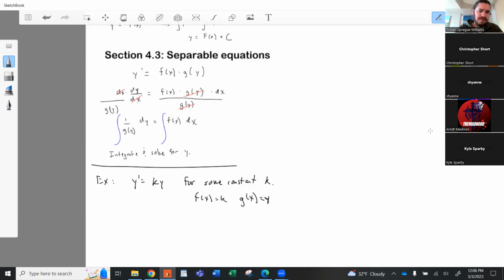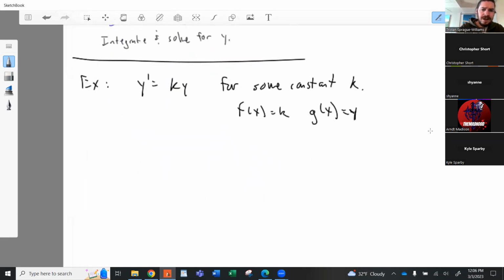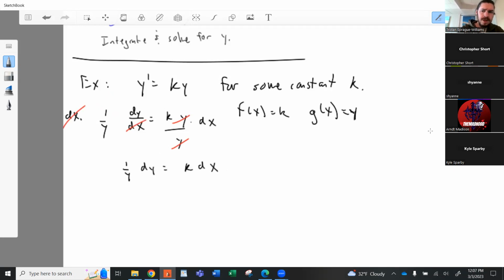So we can approach this in the strategy in the way that I described above, right? If we interpret y prime as a ratio of differentials, then we're going to divide both sides by y. We're going to multiply both sides by dx to cancel things out. So we're canceling y's on this side. We're canceling dx's on this side. Now we have 1 over y dy equals k dx, and we integrate both sides.